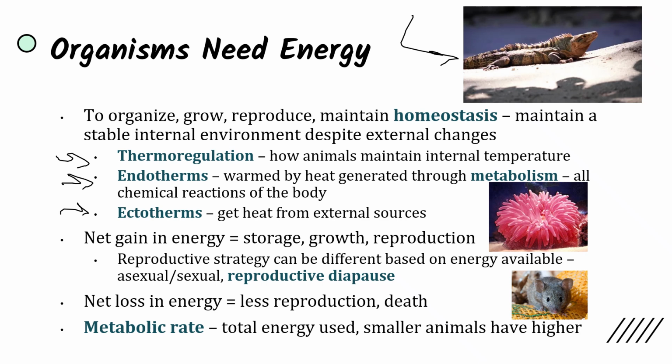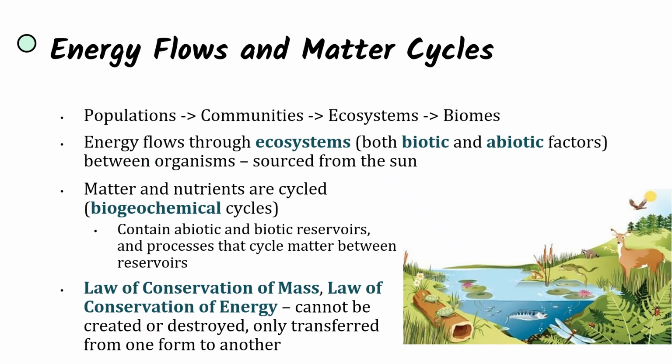And a metabolic rate is the total energy used, and smaller animals have a higher metabolic rate due to their surface area to volume ratio, which we discussed back in topic 2.2. With this higher surface area to volume ratio, meaning they have a lot of surface area for their volume, and smaller objects and organisms have this, that means they're going to be losing heat a lot faster, and so they're going to need more energy in order to maintain homeostasis compared to larger animals, which have a smaller surface area to volume ratio.